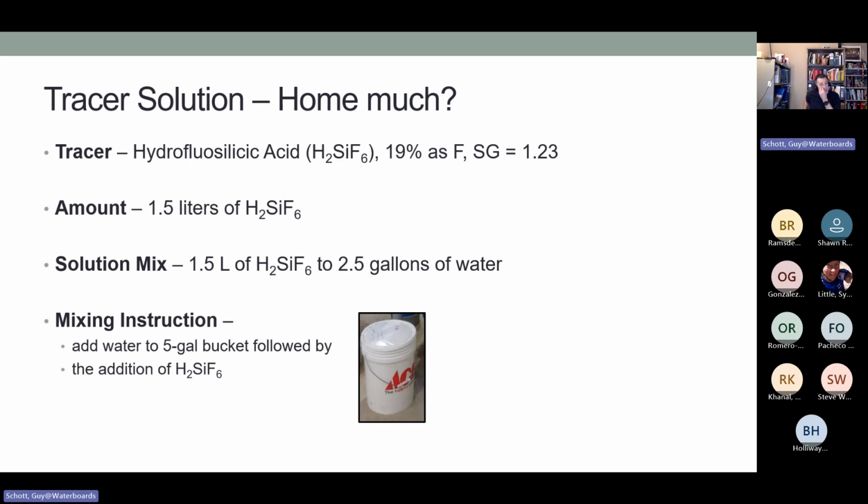What you're going to do is you can take this bucket or your own bucket, but you're going to add water first, and then you're going to add the acid to it and mix it up. So you don't add acid and then the water. You add water first, and then you add your acid. You get that, Sean? Yeah. That's important. You don't want to add water to acid ever. So you're going to have about 2.9 gallons of solution in a bucket. That's all you're going to have.